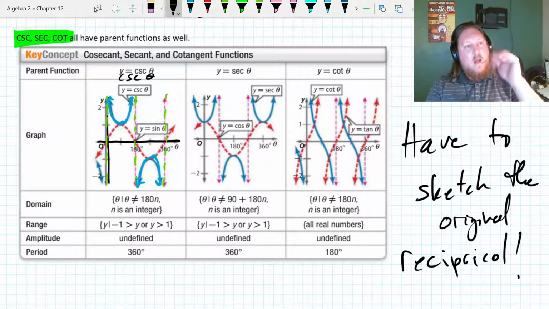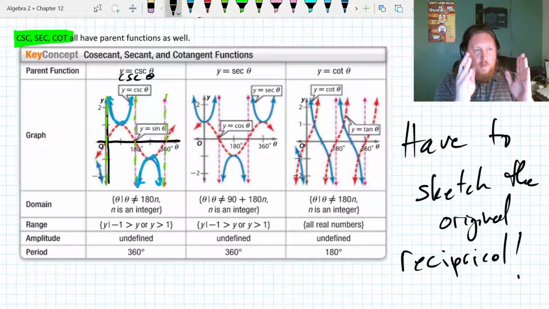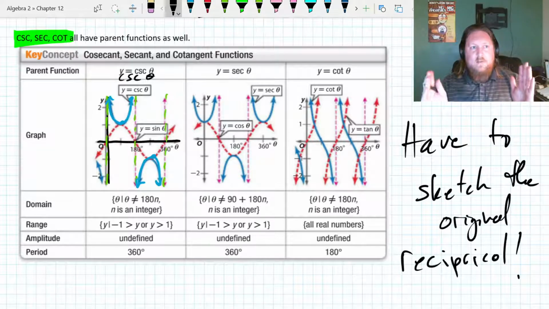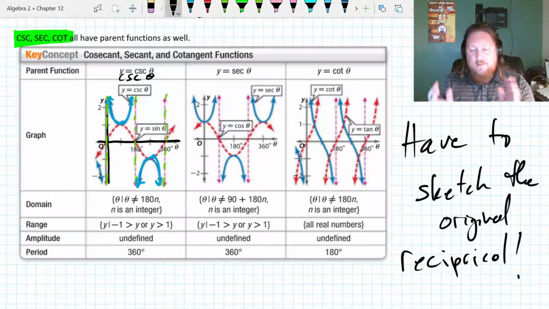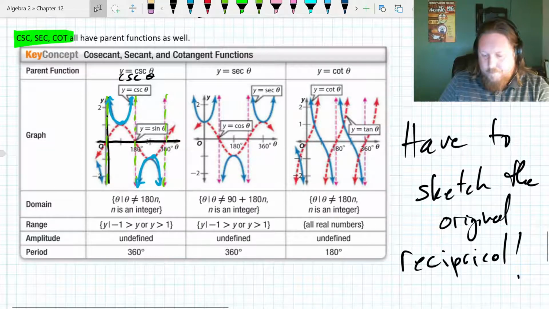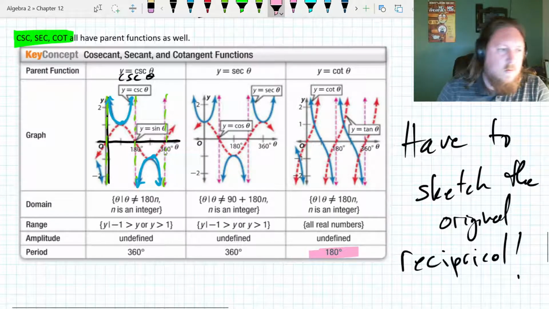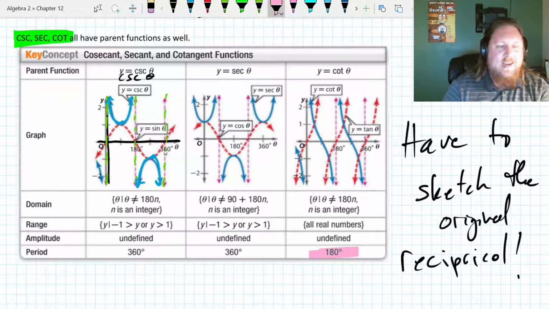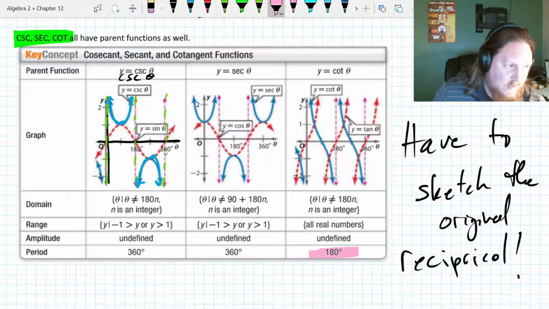You want to know the structure of how they go up and down, how long the period is, and where they cross the axes, because once you figure out where they cross the axes, you've got the points for where the new asymptotes are. All right, let's go ahead and try some. Oh, one thing too: just like tangent, cotangent has a period of 180 instead of 360.